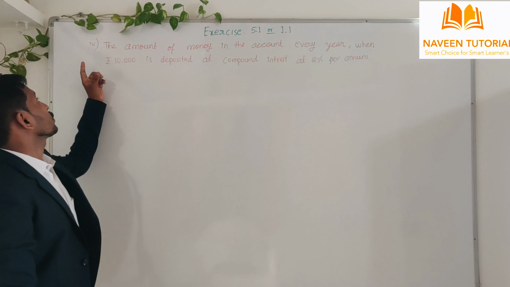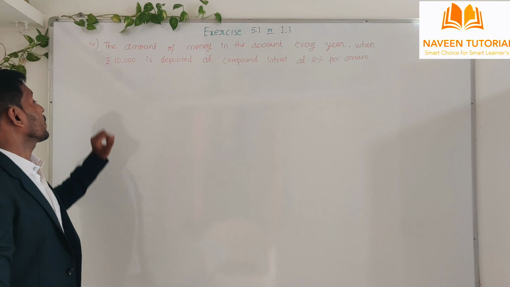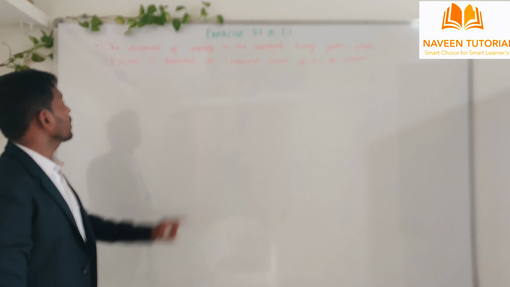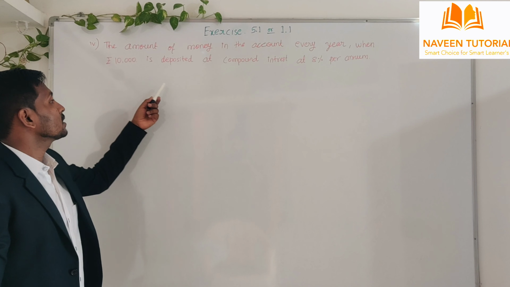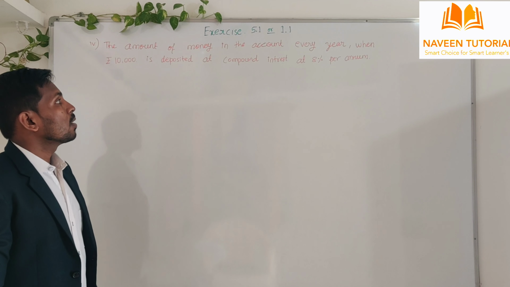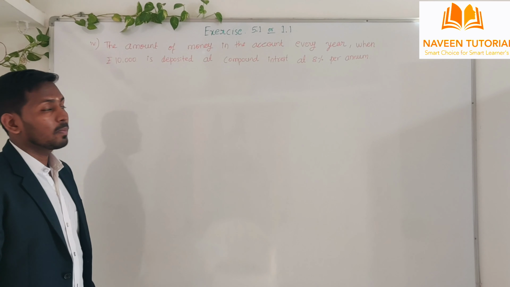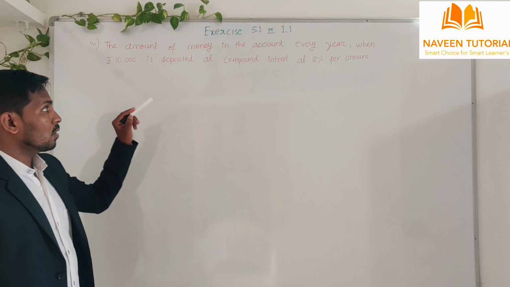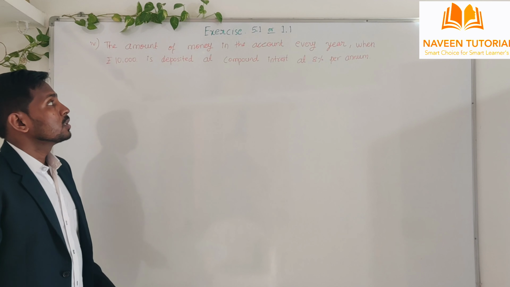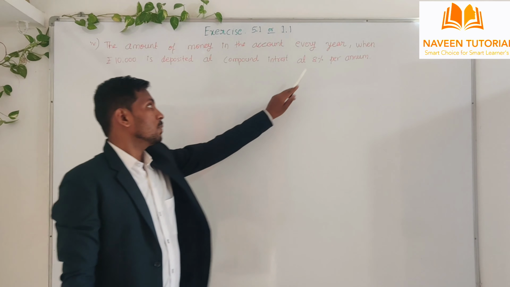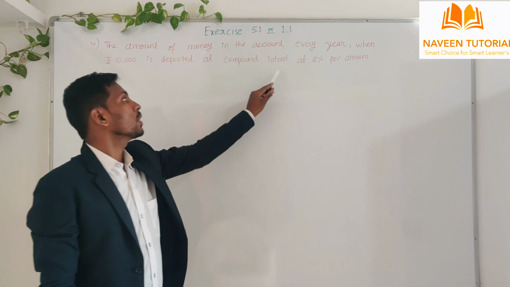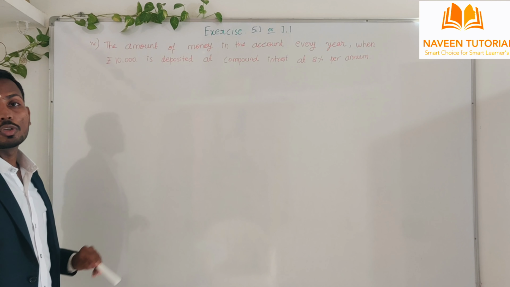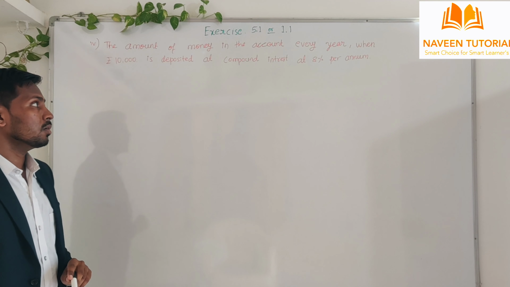Here first, question number 4. Okay, the amount of money in the account every year when rupees 10,000 is deposited at compound interest at 8% per annum. So here the question says that we have 10,000 deposited amount. So for every year at the rate of 8% you will get the compound interest. So here we have to say whether the given situation forms an AP or not.